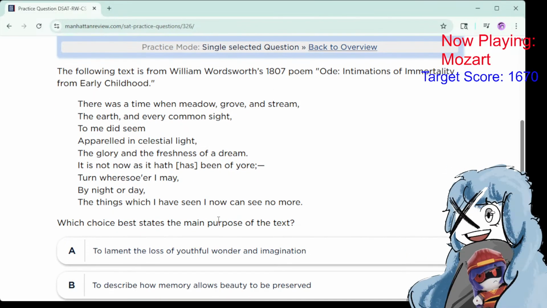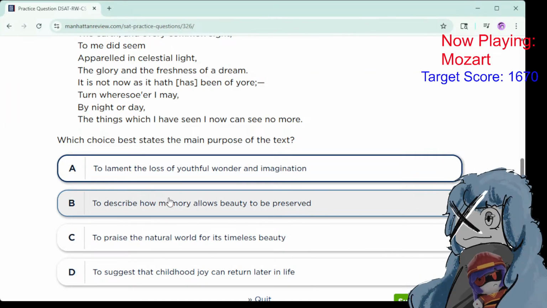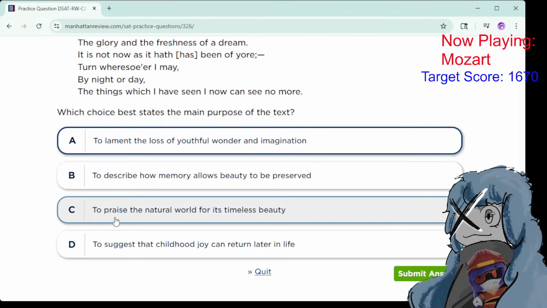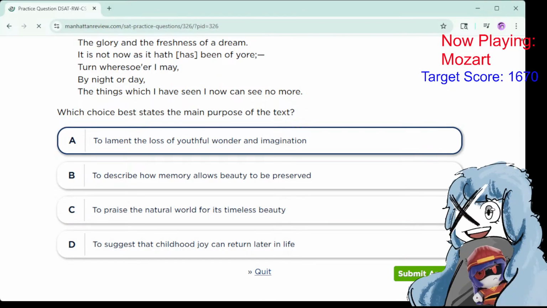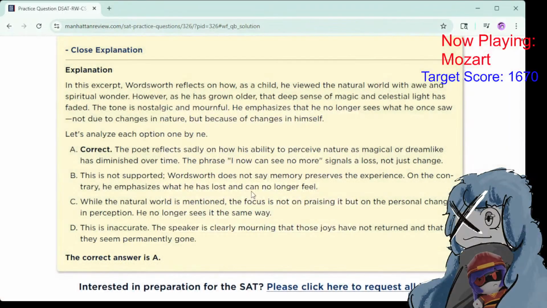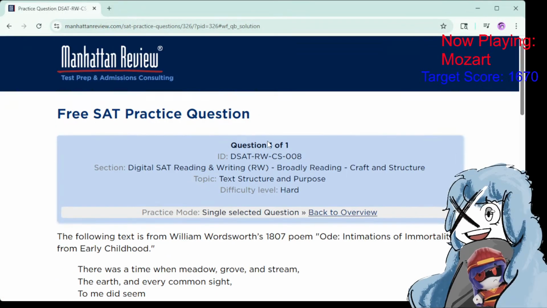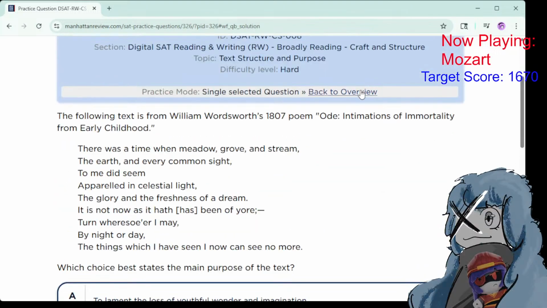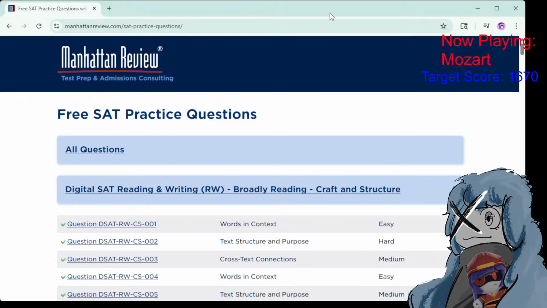Which choice best states the main purpose of this text? To lament the lessening of wonder and imagination, to explain how memory allows beauty to be preserved, to praise the natural world for its timeless beauty, to renew life. It's obviously A, guys. Yeah, that's too easy. Why are the hard ones easier than the easy ones? I'm not gonna lie. Is my PNG still working? It is.